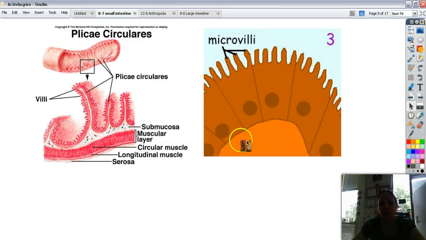And then if we look up close, the top of a villi has even more little villi on there, microvilli. And if you notice, the villi and the plica only deal with the mucosa and submucosa. Notice the muscular layer and serosa do not fold.